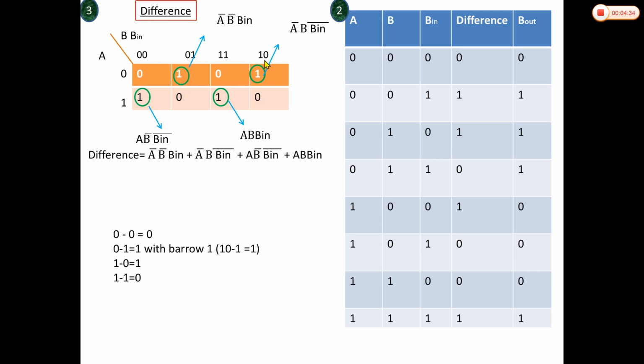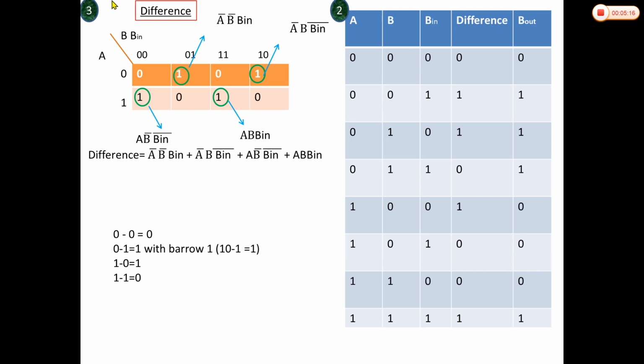That is the 0, 1, 0, it is 1. Next 1, 0, 0, it is 1. Next 1, 1, 1, it is 1. The logical expressions for these: for 0, 0, 1, that is A bar, B bar, B in. For this cell 0, 1, 0, so it is A bar, B, B in bar. For 1, 0, 0, that is A, B bar, B in bar. For this cell 1 1 1, that is A B B in.